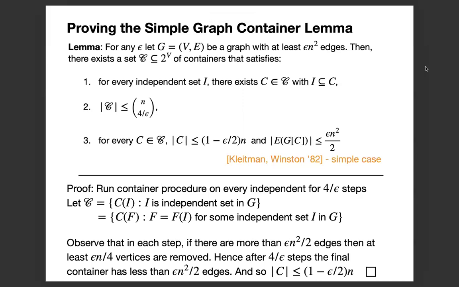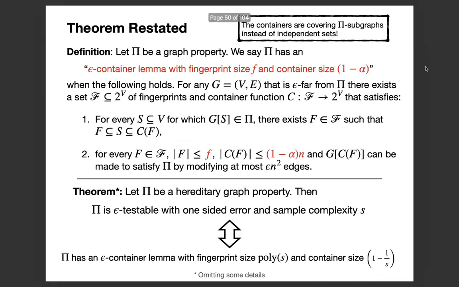So this is back to the original one. We're saying containers are small and the number of edges is small. Another way to look at this is to consider it as the emptiness property. If you're epsilon far from the emptiness property, the property of having no edges in your graph, it means you have at least epsilon n squared edges. And this is saying you have containers for all of the empty subgraphs, with containers that are close to empty. And now this is generalizing it for any hereditary property.